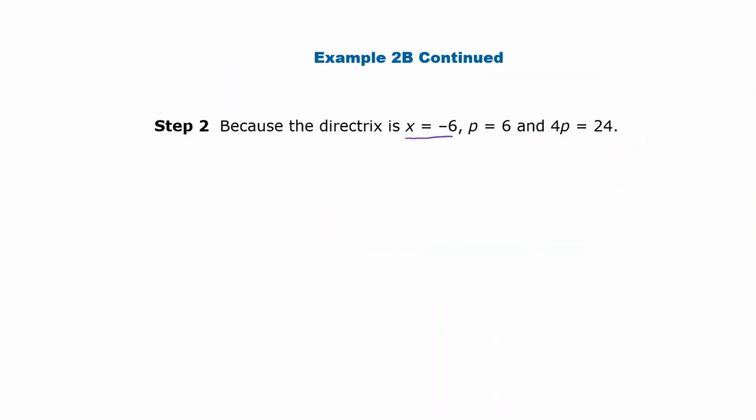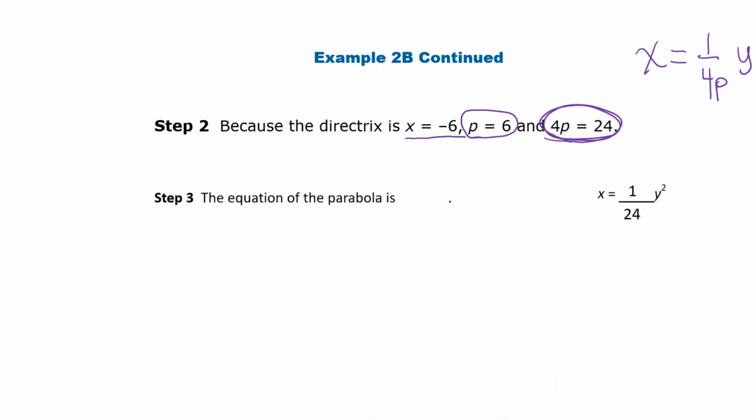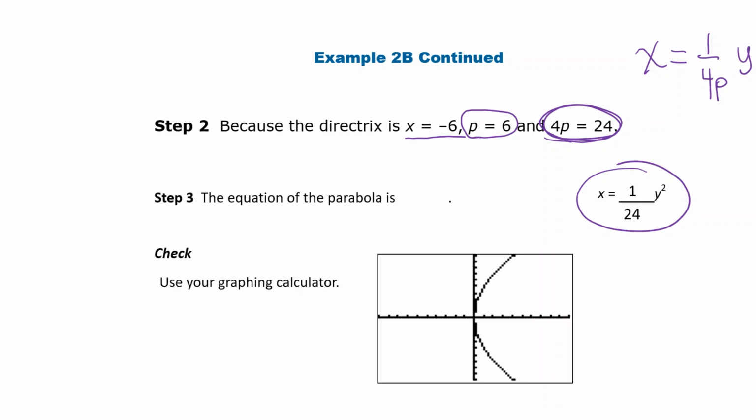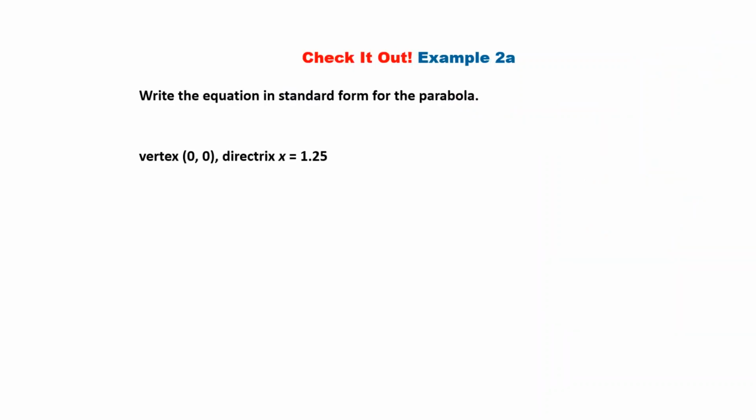Because the directrix is x equals -6, p equals 6, and 4p equals 24. Now remember what our equation was going to be: x equals 1 over 4p times y squared. So we know 4p is 24. So now all we have to do is write out our equation, and we see that x equals 1 over 24 times y squared. Again, we can use the calculator to graph it, and that's what it looks like, kind of the same way we sketched it out. All right, turn your video off and try this one on your own.